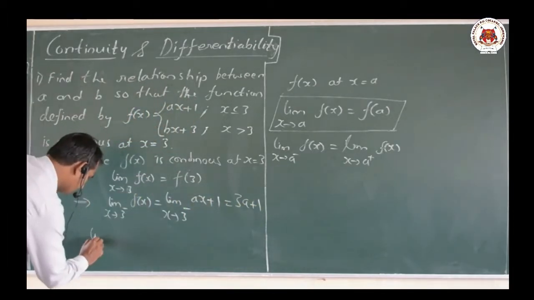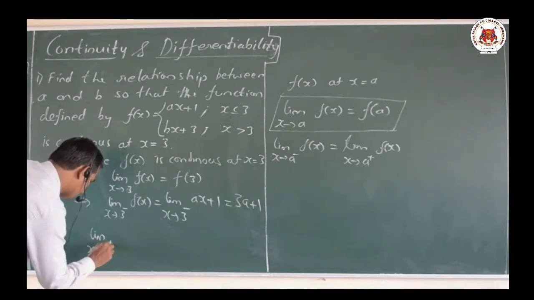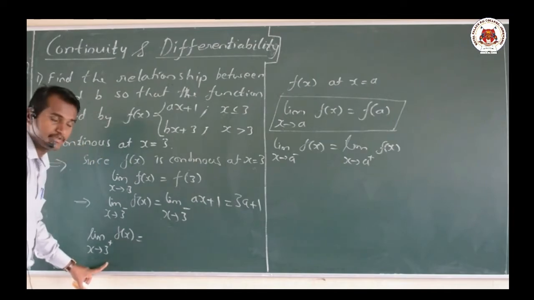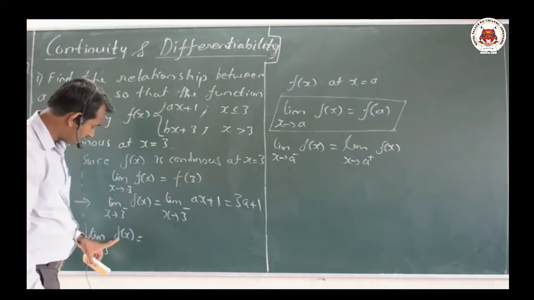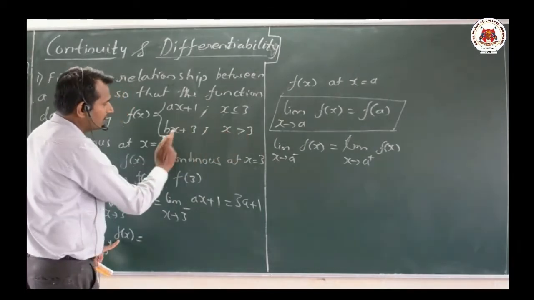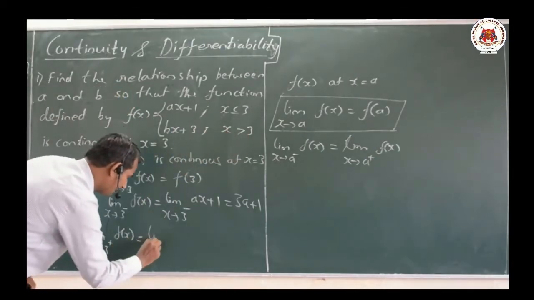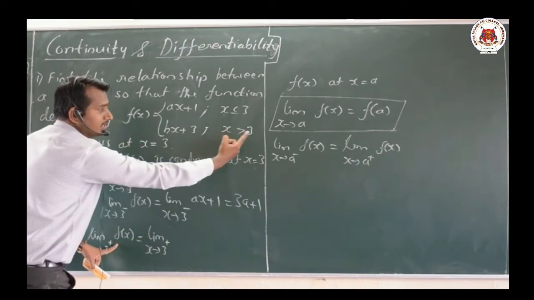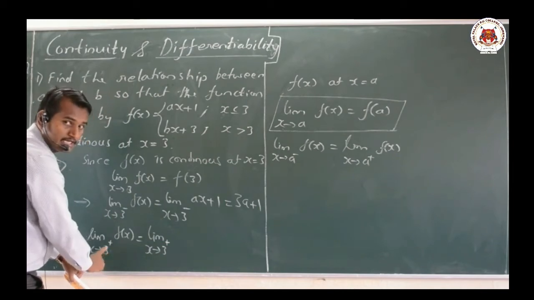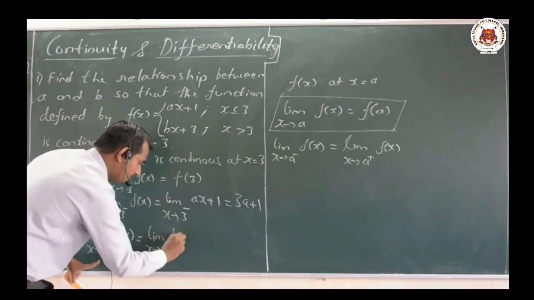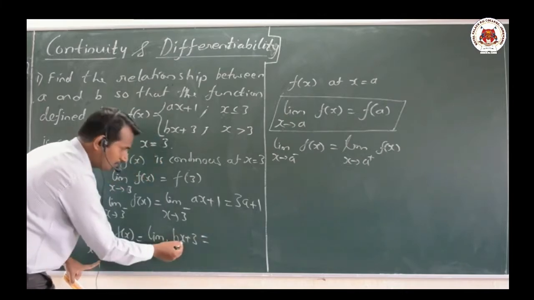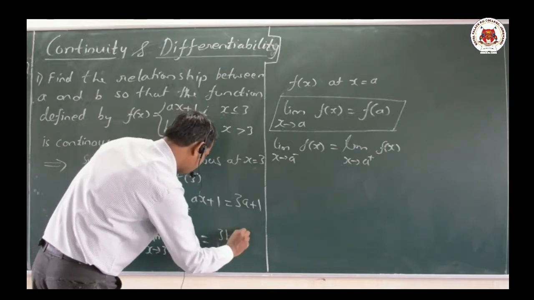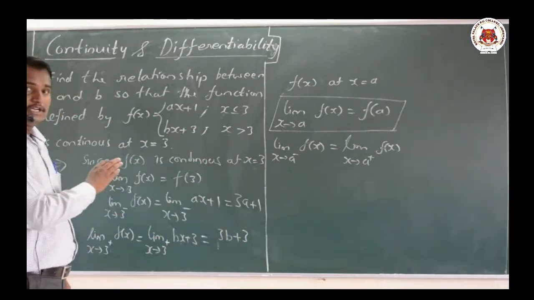Also the right hand limit, that is the limit as x tends to 3 plus f of x. 3 plus means right hand limit here. What is the value of f of x? For x greater than 3, the value will be bx plus 3. So the limit as x tends to 3 plus f of x, when x is greater than 3, is the right hand limit, and the function is bx plus 3. Now you substitute 3 here, and we have 3b plus 3, that is our right hand limit.